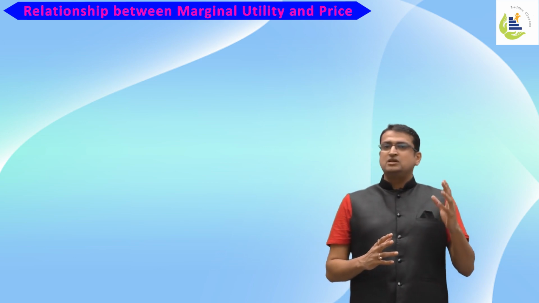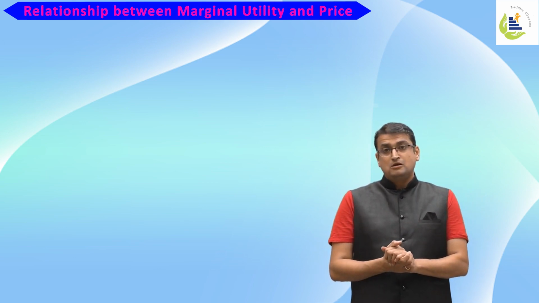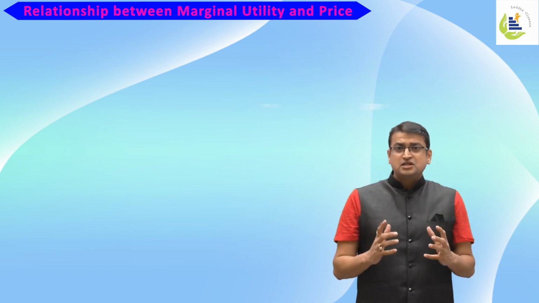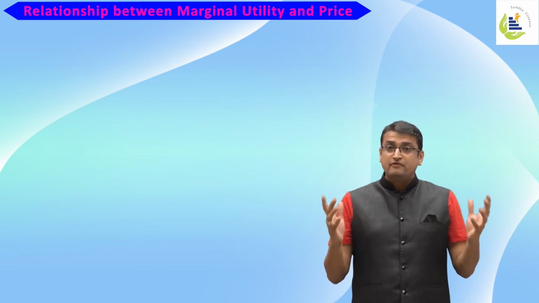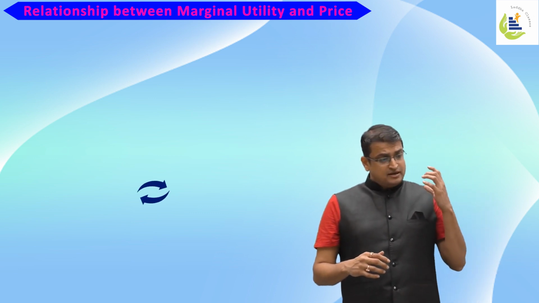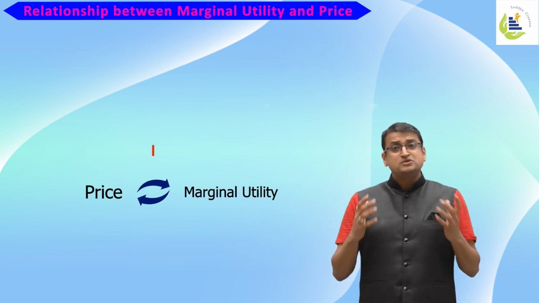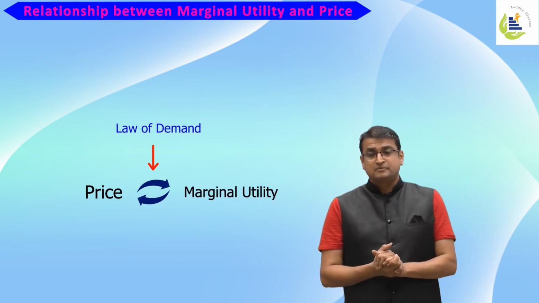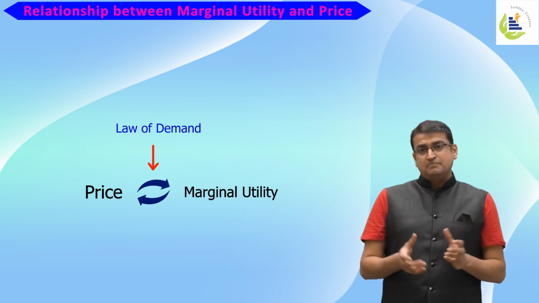Let us try to understand the relationship between the law of diminishing marginal utility and price. This relationship is basically the basis of the law of demand. Yes, the relationship between the price and the law of diminishing marginal utility forms the basis of the law of demand. This can be explained with a very nice example.